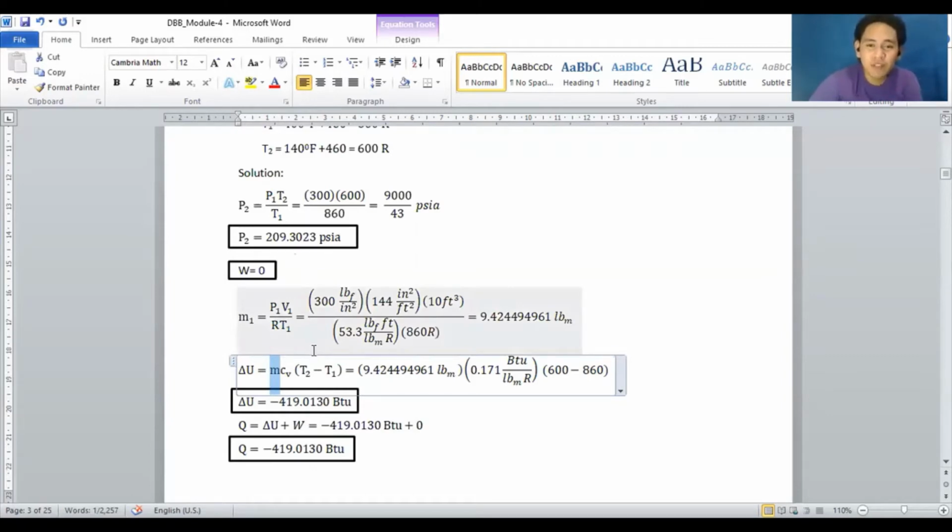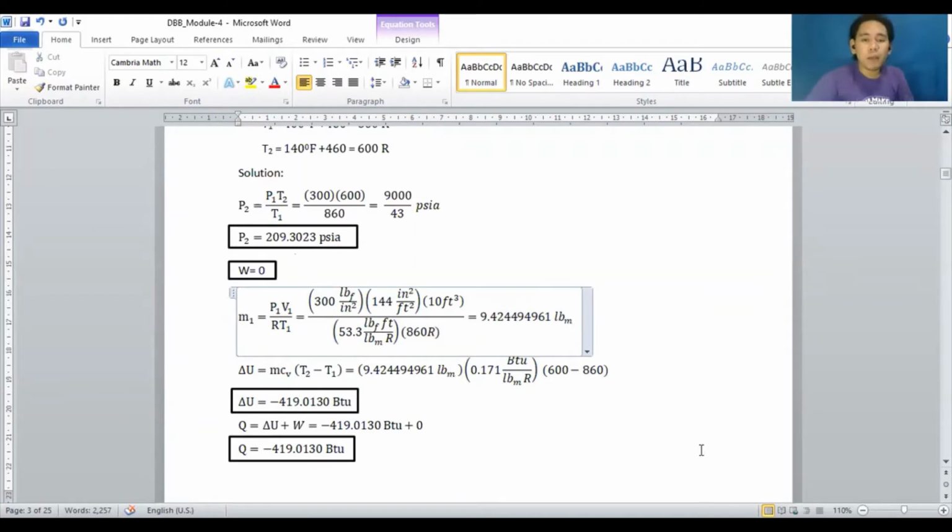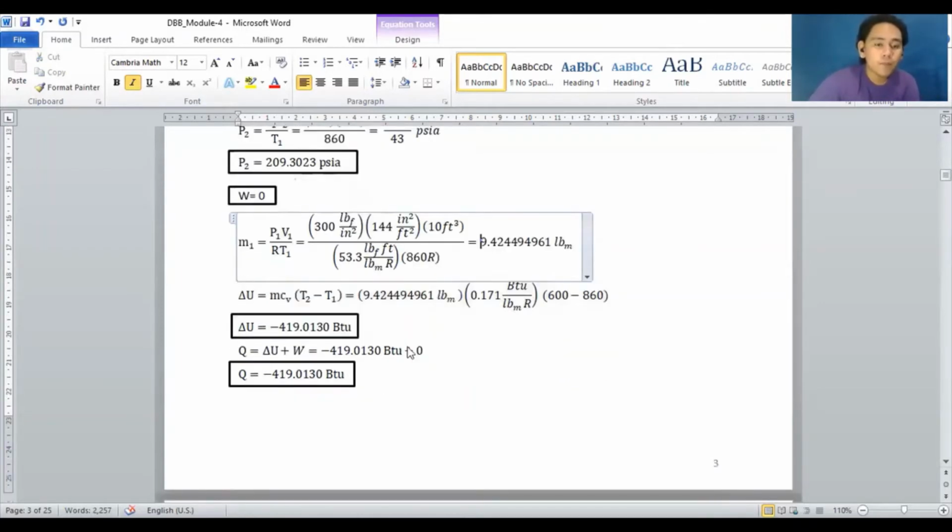So, using the perfect gas equation of the ideal gas, which is PV equals mRT, we can yield a mass of 9.424494965 pounds by simply substituting all the values given, which is 300 pounds per square inch. You have to convert it to pounds per square feet, so we multiply by 144 times 10, which is the volume, all over R. R is 53.3 in the English system. Do not forget this value. Multiply by its temperature 1, which is 400 plus 460 equals 860 degrees Rankine. So your mass is 9.42 pound mass.